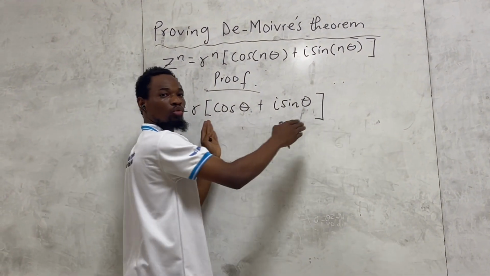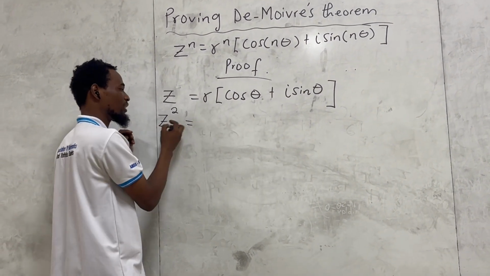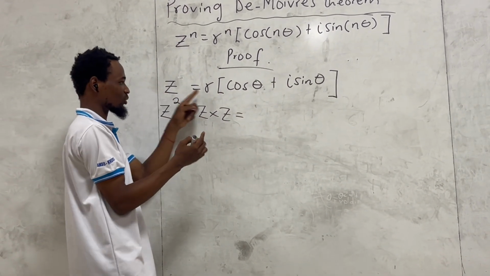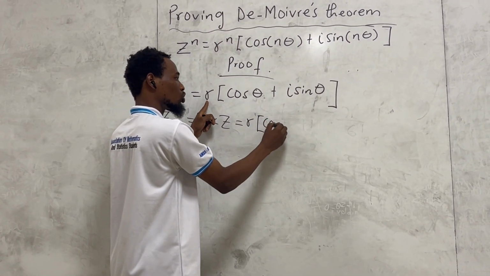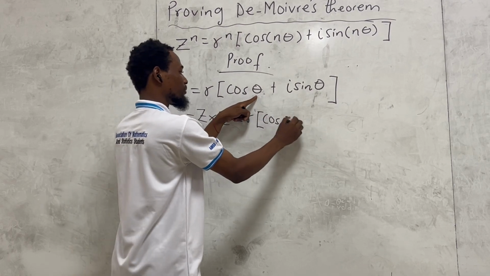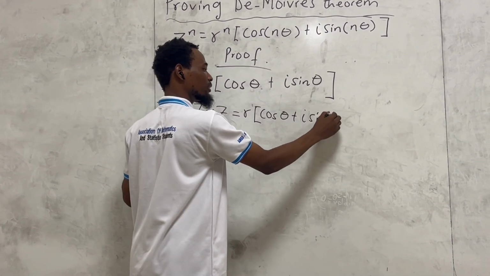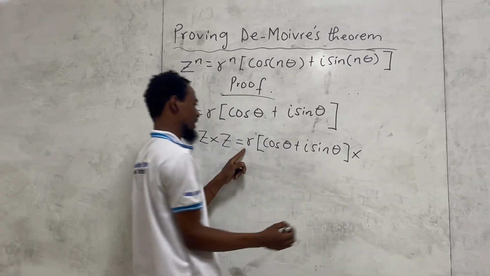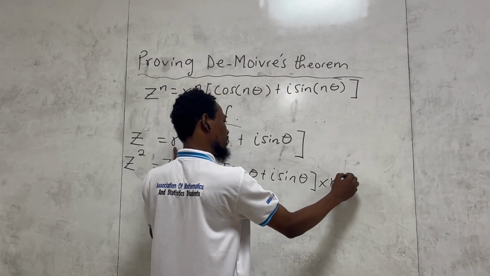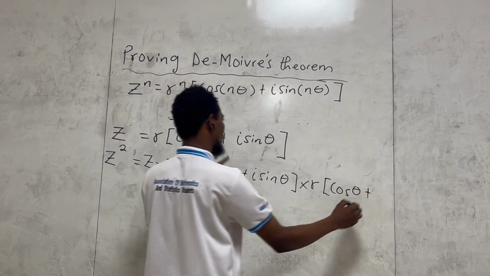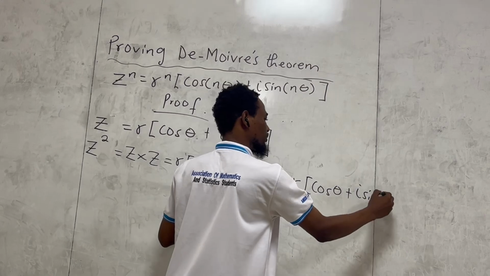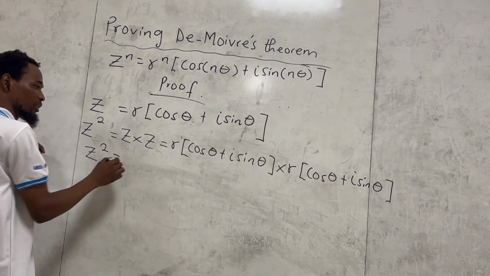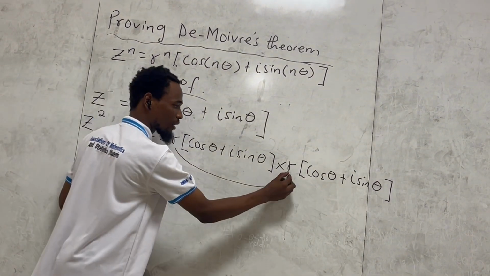If I multiply this twice, it's z raised to the power 2. So z raised to the power 2 is the same as z times z. What is z? Z is r, then I have cos theta plus i sine theta, times another z, and z is the same, r, then cos theta plus i sine theta. So I have z squared is equal to r times r, which gives r squared.